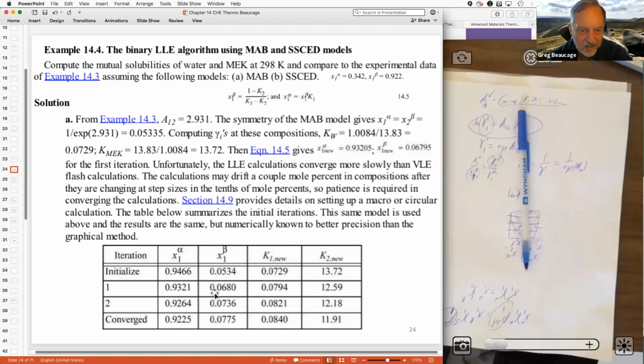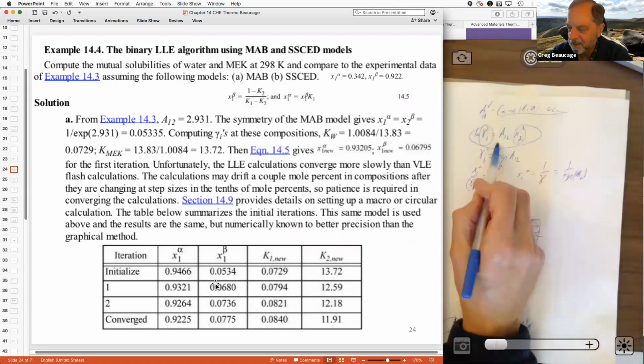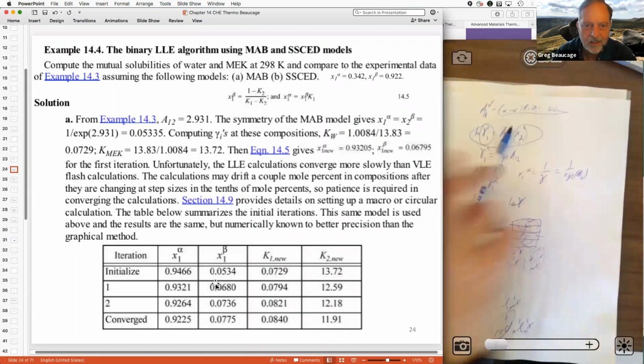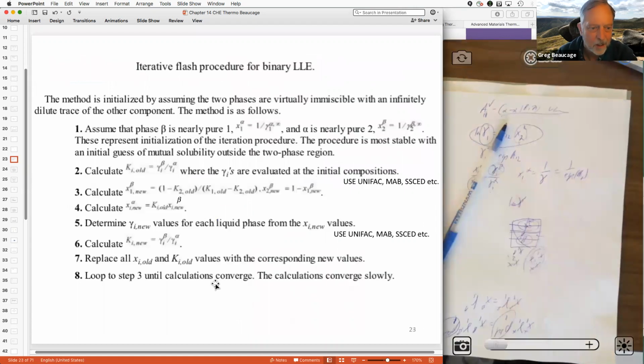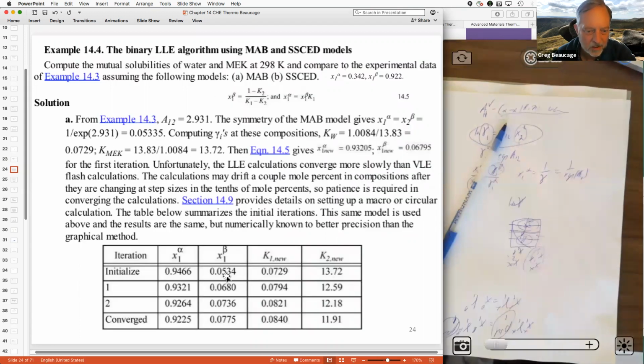Then once you have the x's, plug them into this equation to get the gammas. The gammas give you the k's. See, the k is a ratio of the gammas, and then you just keep iterating that till it doesn't change, and you get the equilibrium composition of the two liquids. This is again like Margules acid base, Margules 1 parameter. So these aren't going to be very good numbers. But you can get some numbers that are kind of within ballpark of the thing.